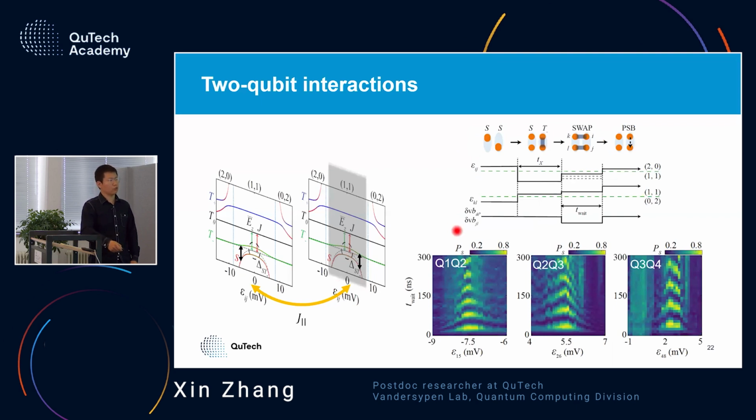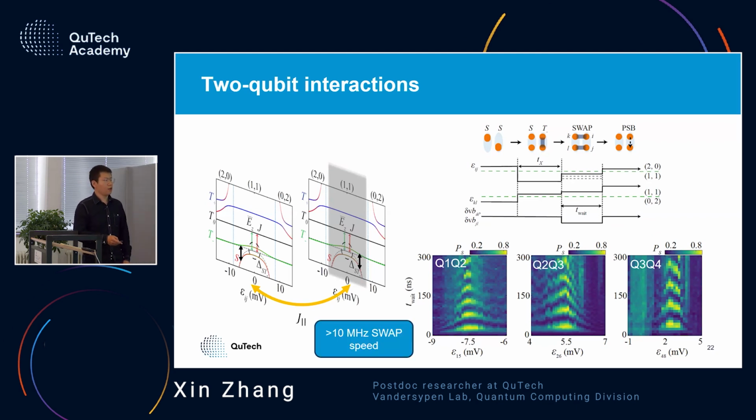This is the result for the swaps for Q1, Q2, Q2, Q3, and Q3, Q4. It means that we can achieve the swap gates for all the neighboring pairs in the array. And the oscillation speed is over 10 megahertz, so we are confident that the coupling is fine.